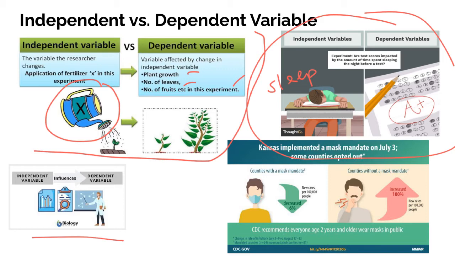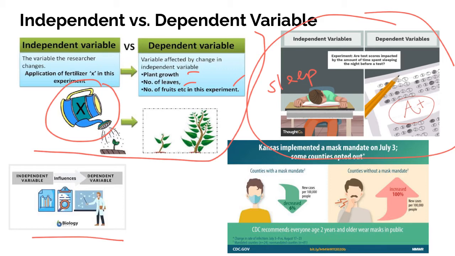Last but not least, I would like to look at this graph in the bottom right-hand corner. And the title of this is Kansas implemented a mask mandate on July 3rd. Some counties opted out. So this shows us the relationship between counties that had a mask mandate and those who did not. So the independent variable, go ahead and think for a second before I tell you, what do you think the independent variable in this experiment might be?